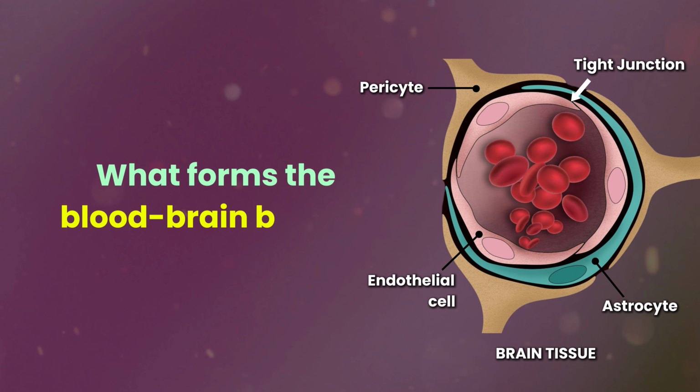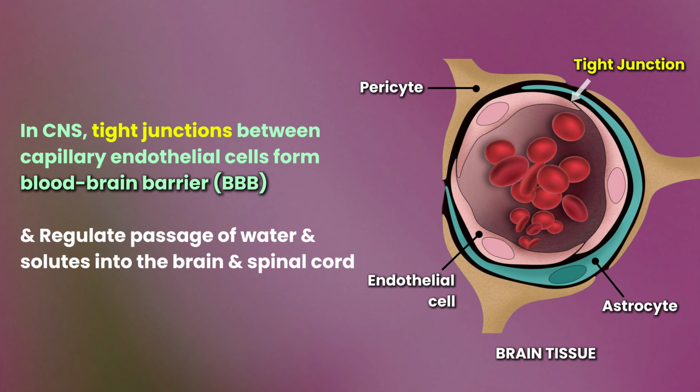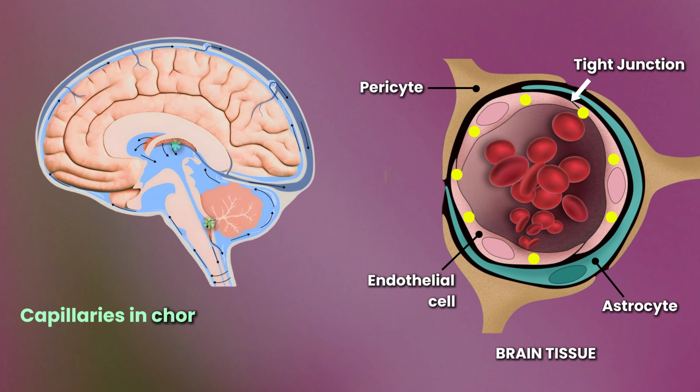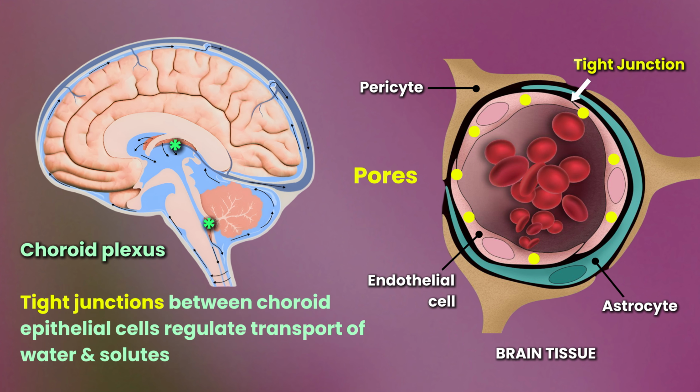What forms the blood-brain barrier? In the central nervous system, tight junctions between capillary endothelial cells form the blood-brain barrier and regulate the passage of water and solutes into the brain and spinal cord. In contrast, capillaries in the choroid plexus are fenestrated and lack a blood-brain barrier. In the choroid plexus, tight junctions between the choroid epithelial cells regulate the transport of water and solutes into the ventricles.